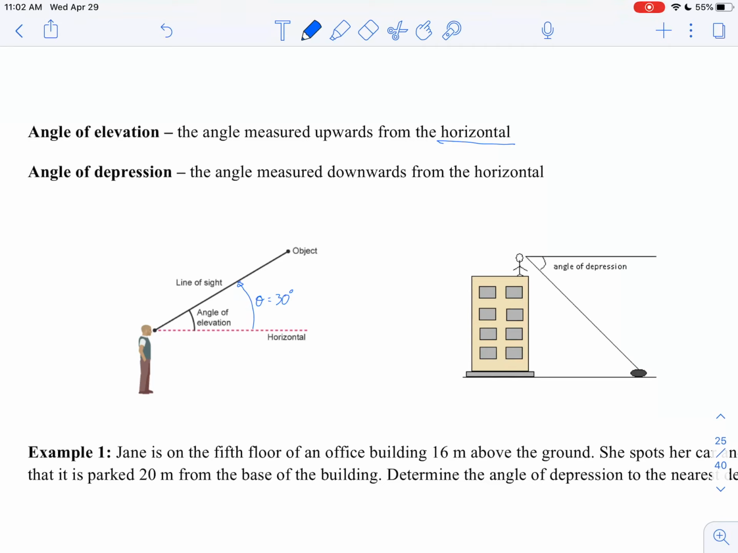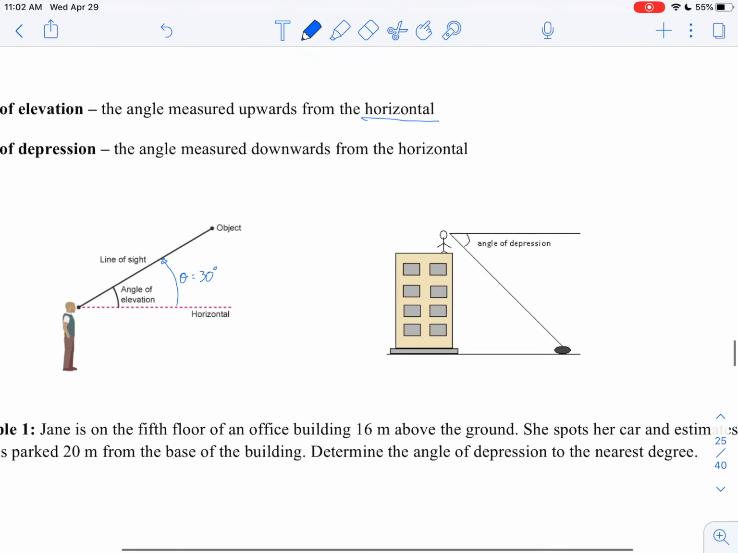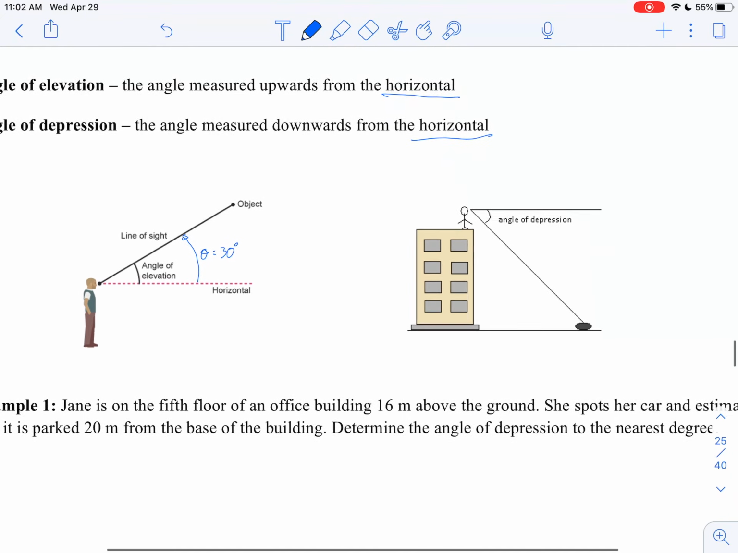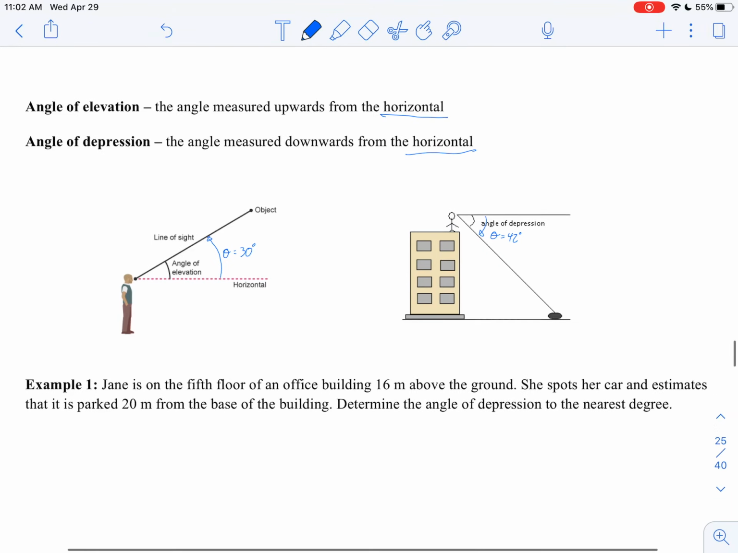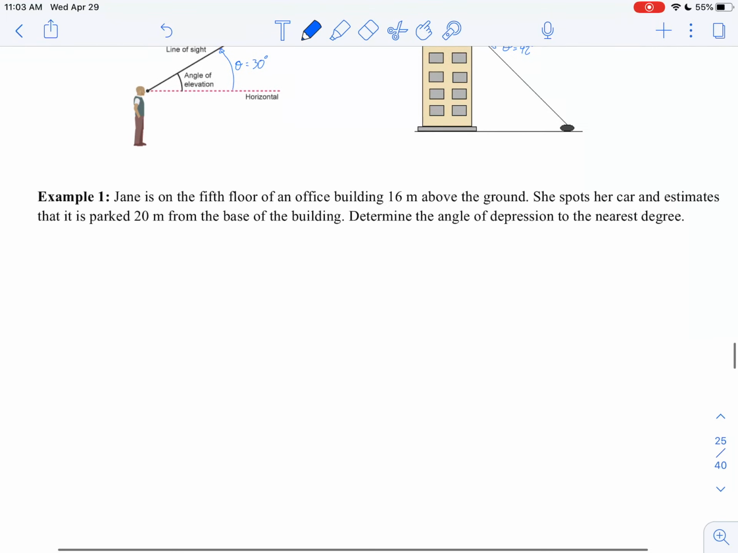Vice versa, angle of depression starts at the horizontal still. So notice horizontal still in that definition there, and it measures downwards. So that angle of depression starts at the horizontal and measures downwards. So that would be the angle of depression, or downwards. Let's say that one is 42 degrees, whatever it happens to be. Remember those: elevation up, depression down, pretty easy to remember.